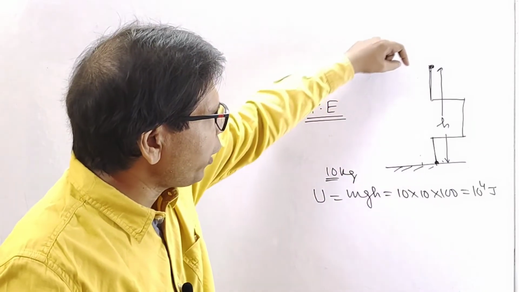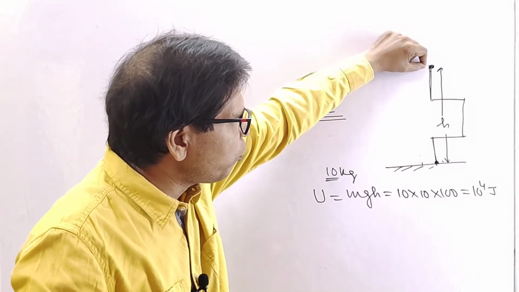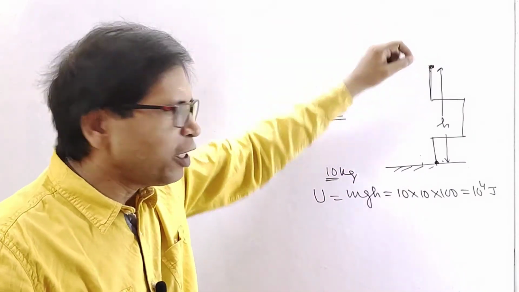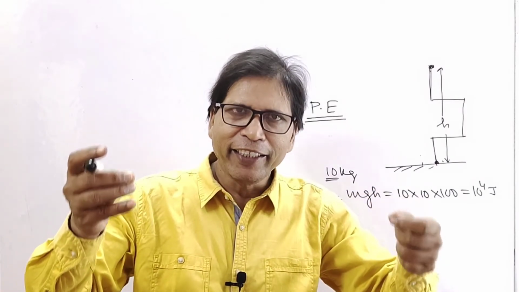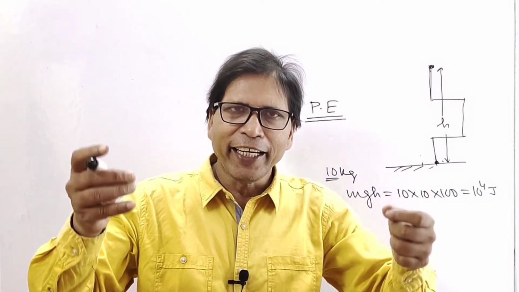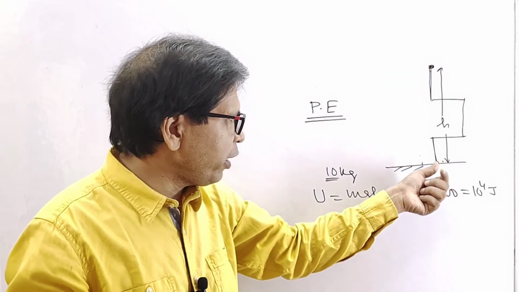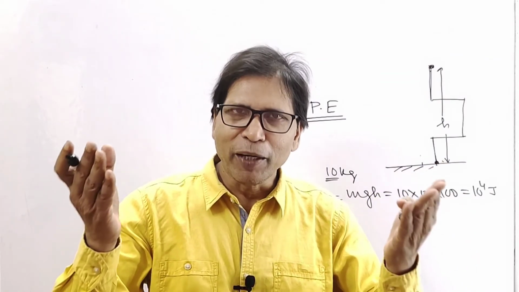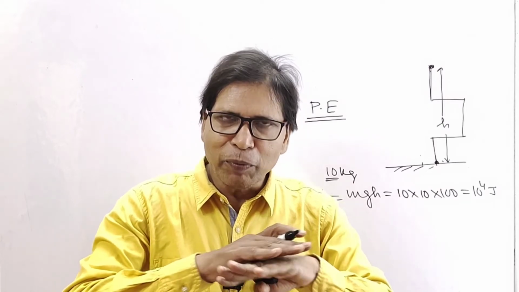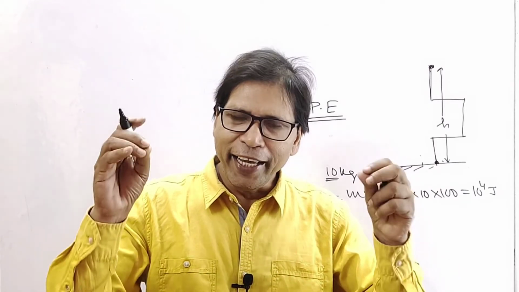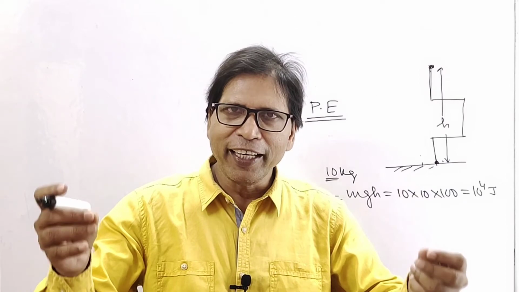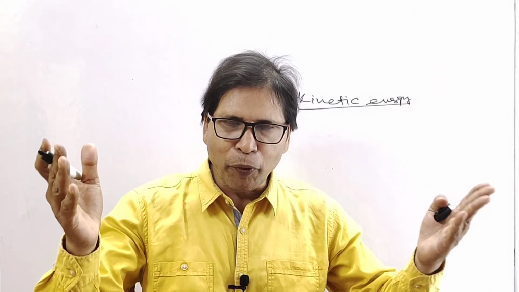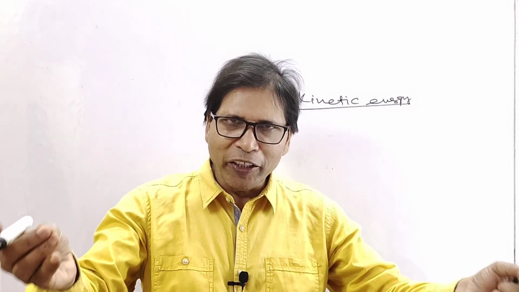Okay, and look at this. What happens if the body is released from this height? Look at this, its potential energy decreases and kinetic energy increases. When the body reaches this point, the potential energy of the body becomes zero. Just before touching the ground, the energy of the body is completely kinetic. Now kinetic energy. The energy possessed by a body due to its motion is called kinetic energy.